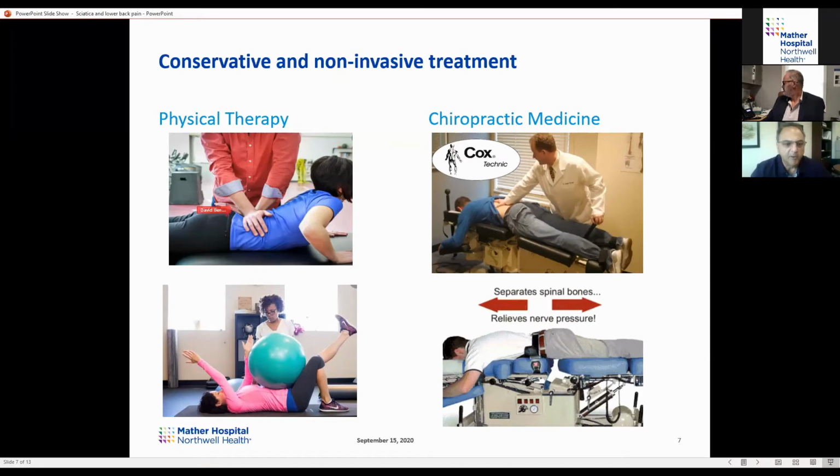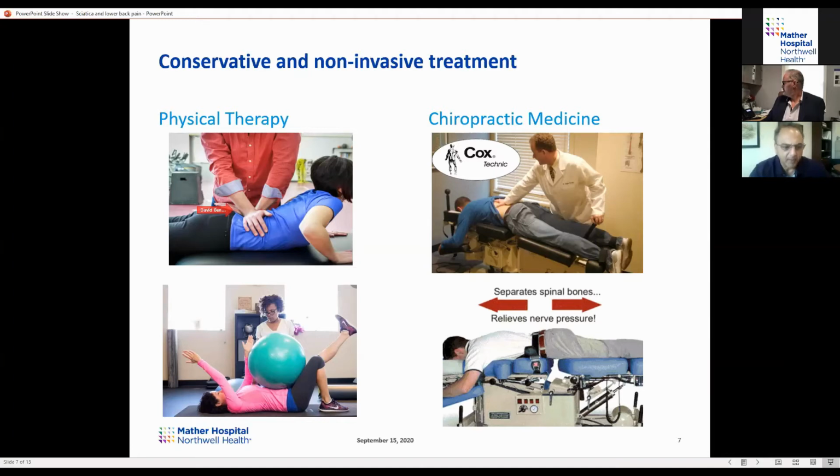So the provider is holding the spine, the person's lifting up backwards into extension, and what she's feeling is a decrease in pain in her leg, and that helps to relocate the disc and relieve the sciatic nerve pressure. And that's called McKenzie therapy, and we're one of the few facilities that actually offer that therapy here at Mather.